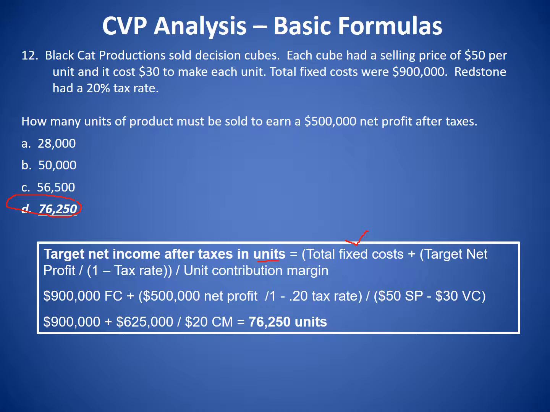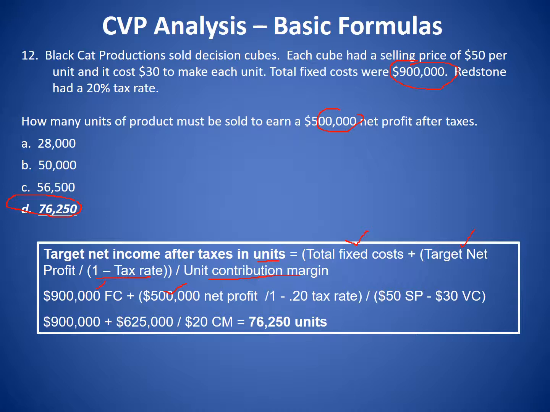We're going to add to that our target net profit adjusted for the tax rate that we're going to have to pay, divided by our unit contribution margin. And that will give us the number of units. So we take our $900,000 of fixed costs from above. We know we want to earn a profit of $500,000, but first we have to adjust that for our income taxes.